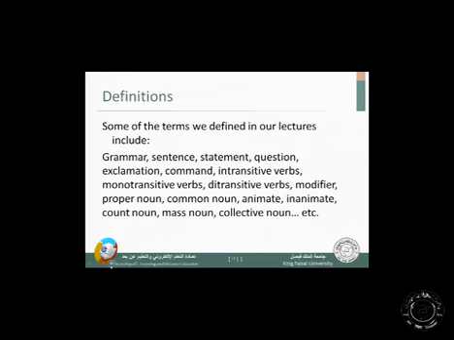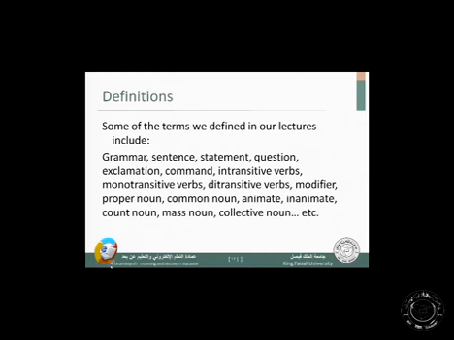Verbs, we classified them into transitive and intransitive, and transitive verbs, we divided them into monotransitive and ditransitive, and then we defined each of those. So you need to know the meaning of intransitive verbs. What do we mean by monotransitive verbs?